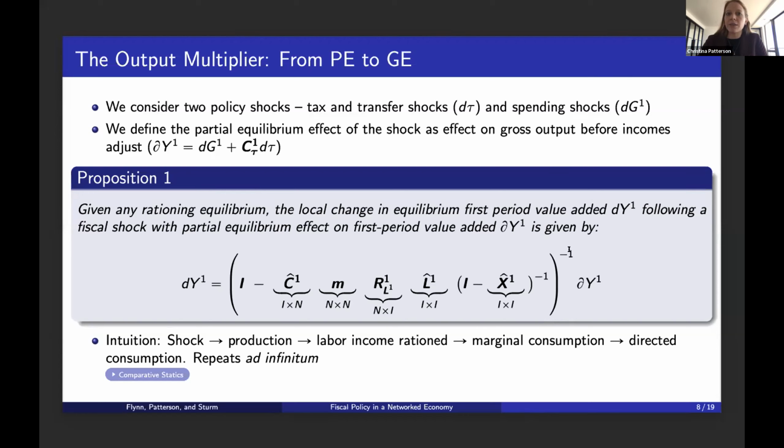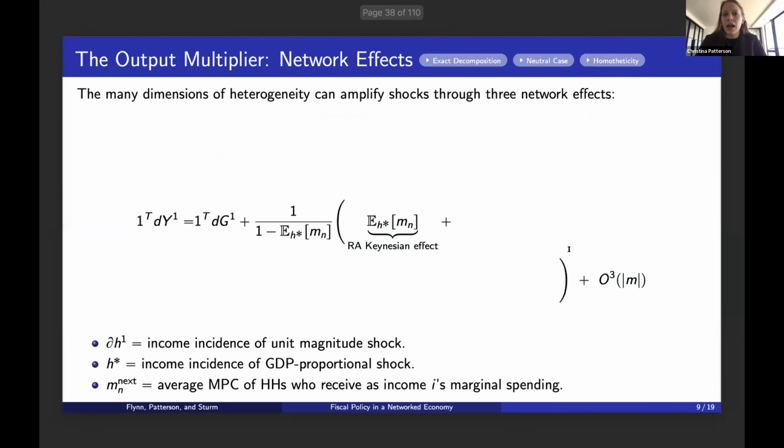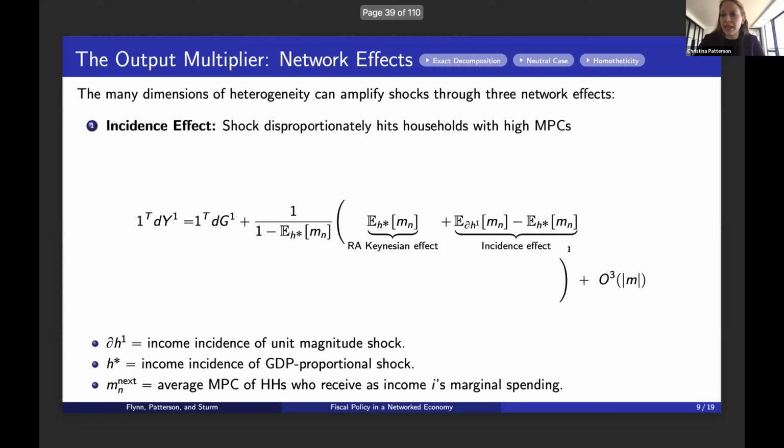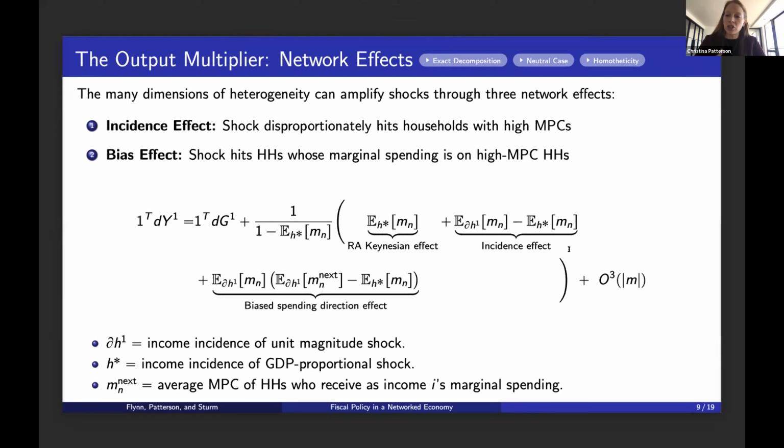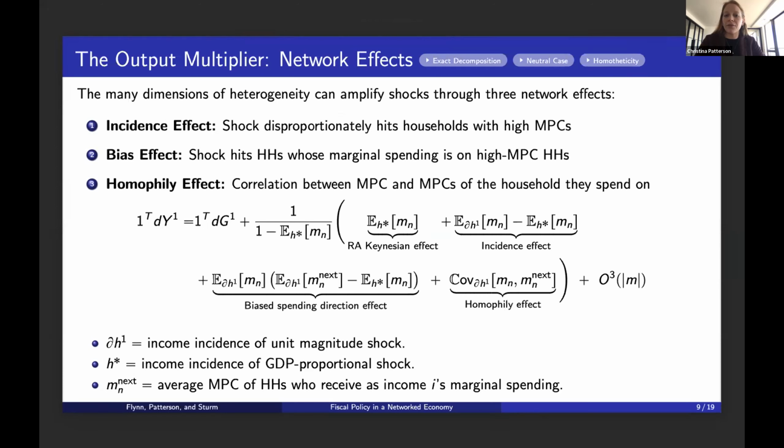It turns out that those many dimensions can be captured by three network effects. The first of which is an incidence effect. So you get an amplification relative to this baseline when shocks disproportionately hit households who have higher MPCs. The second is a bias effect, which is that you get amplification when agents are directing their marginal spending towards households who have higher MPCs. And the third is what we term a homophily effect, which is that you get amplification when there's a correlation between the MPCs and the MPCs of the households on which they're doing their marginal spending.